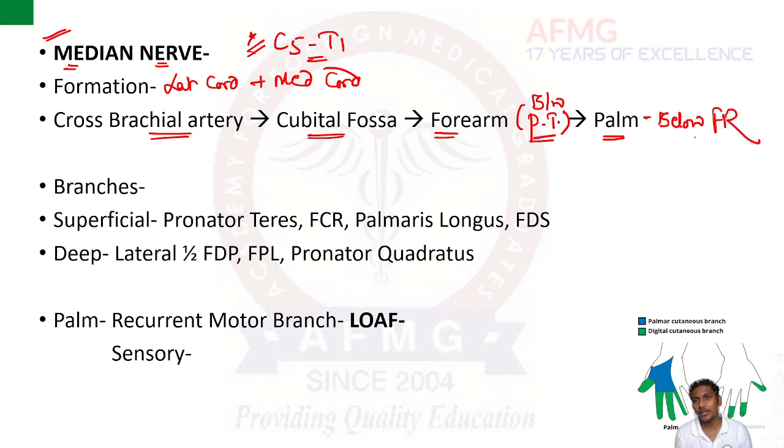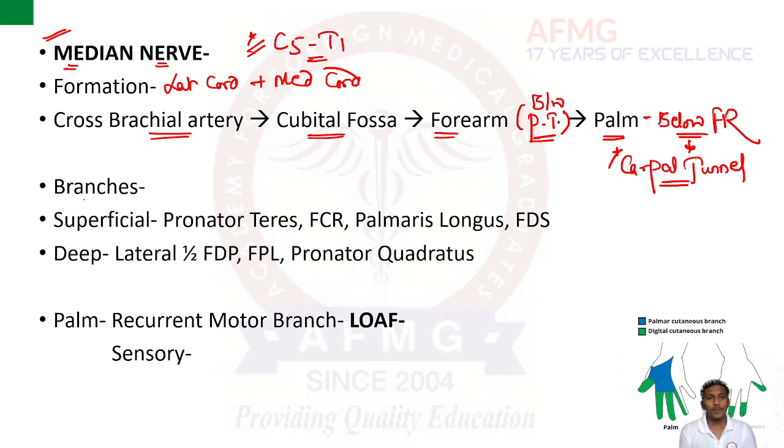Please remember, below the flexor retinaculum we have a space known as the carpal tunnel. So the median nerve goes into the palm through this carpal tunnel. If there is any compression of the median nerve at the level of the wrist, it can lead to carpal tunnel syndrome. Please remember, carpal tunnel syndrome is compression of the median nerve at the level of the wrist when it passes below the flexor retinaculum.